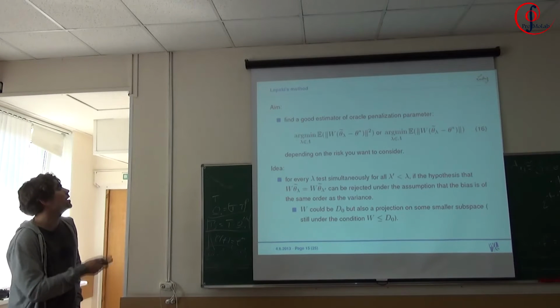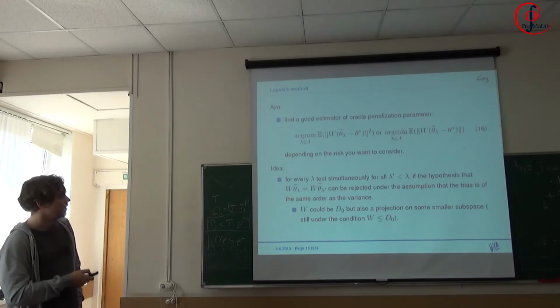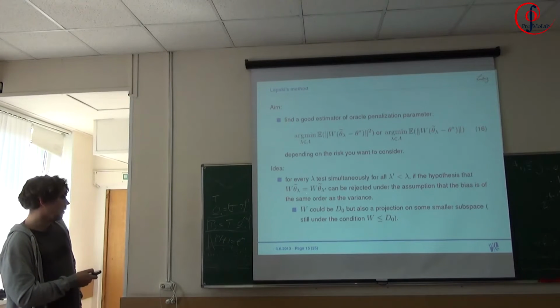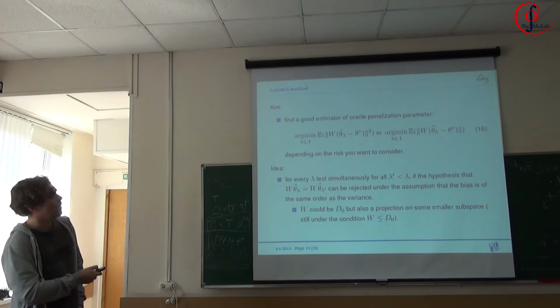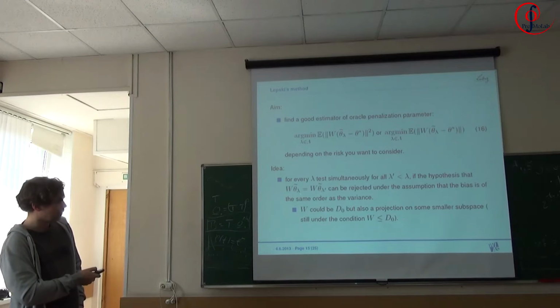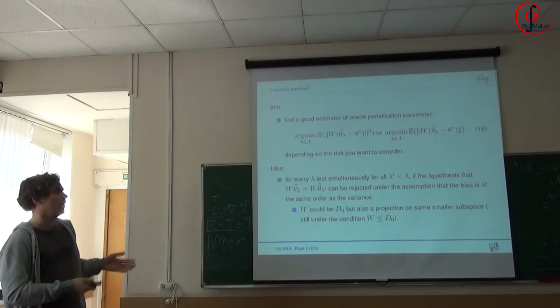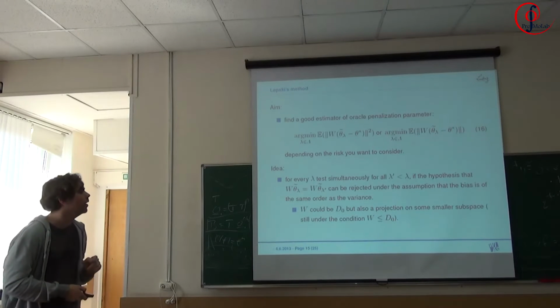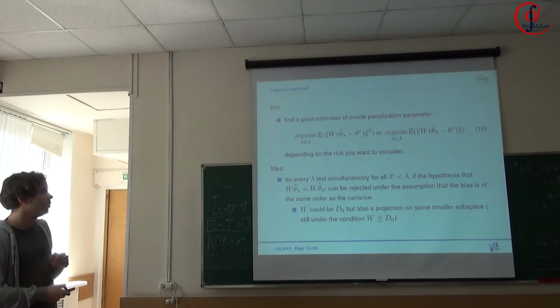To find this, you want to get an idea how the bias at this best minimizer behaves. You want to test the hypothesis, simultaneously for all lambda prime smaller than lambda, that you have equality between the MLEs, so nothing big changes, and this equality can be rejected on the assumption that bias is of about the same order as the variance. I'm going to explain this a bit more in the next slides. And W here could be D0, for example, the non-penalized Hessian, or it could be some projection on some smaller subspace, still under this condition.